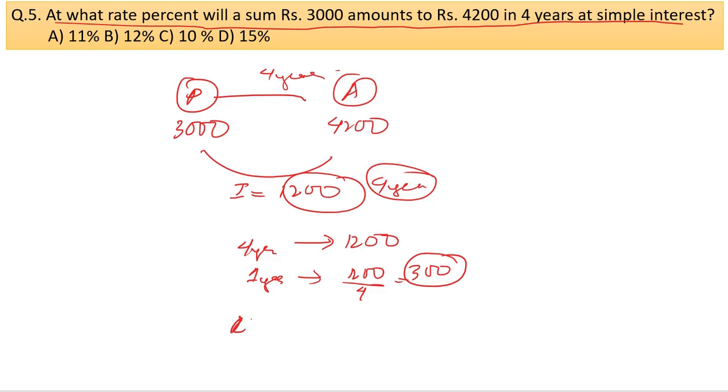Therefore for rate percent we have interest 300 divided by principal 3000 into 100% equal to 10%. So option C is correct.